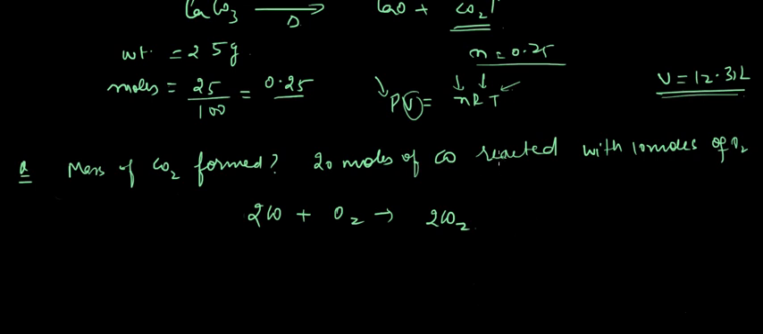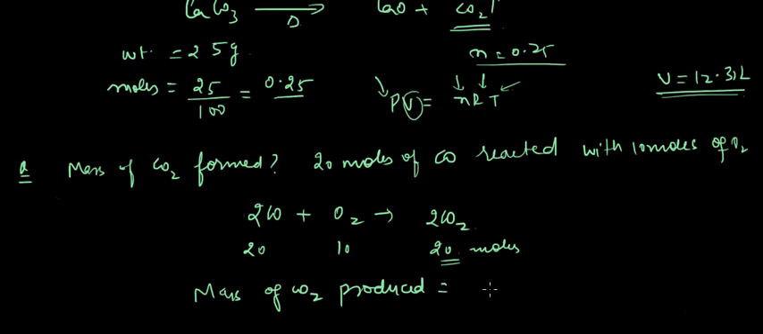So 20 moles of this compound reacted with 10 moles of this compound, so they will form 20 moles of carbon dioxide. The mass of carbon dioxide produced would be equal to the number of moles multiplied by its molar mass. From here you can calculate that it should come out to be 880 grams.